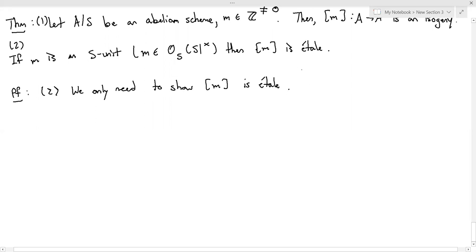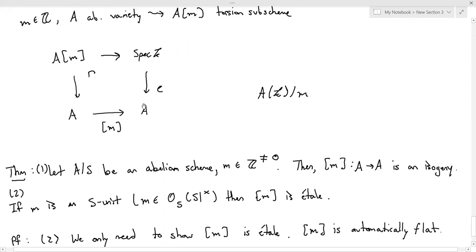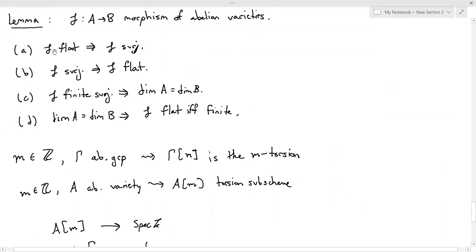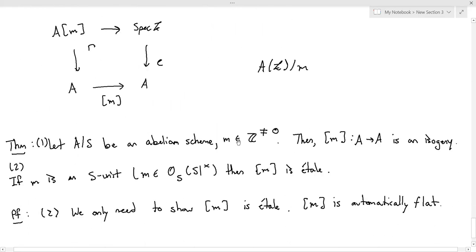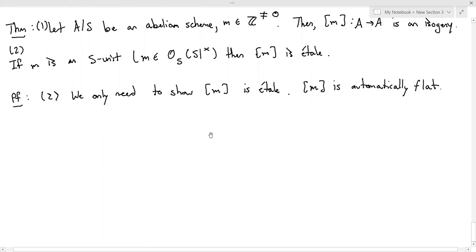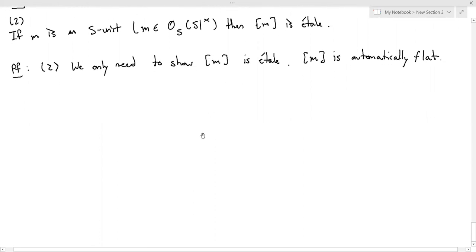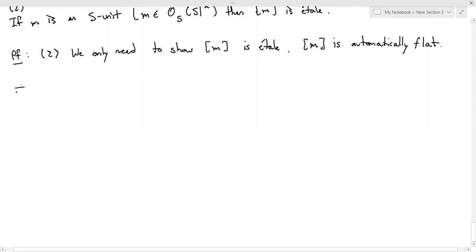I mean, first and foremost, M is automatically flat. Okay, and the dimension of both guys here is the same, right? So by our lemma, flatness gives us surjectivity, and since we have equidimensionality, we also get finiteness. So the isogeny thing comes for free, although étale morphisms are very nicely behaved in general. We don't necessarily need to appeal to the lemma all the way, but that's just easy. So that implies automatically for us that M is an isogeny.